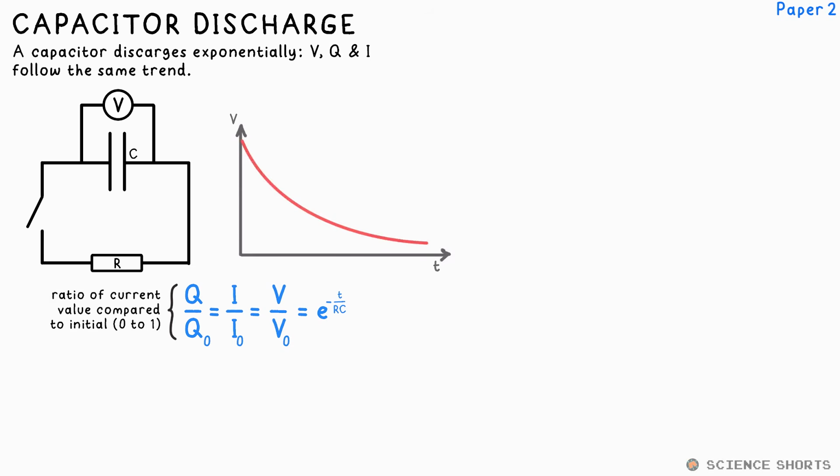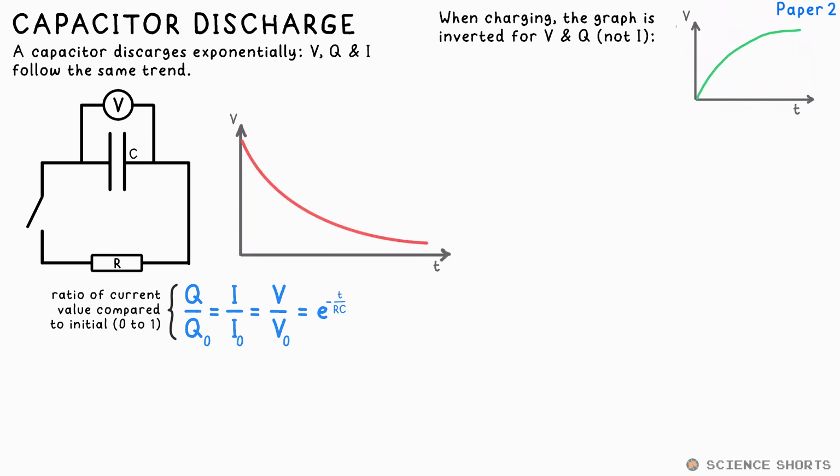Thinking about it being a ratio makes it easier to rejig this for charging instead. We just want the other proportion, so it's equal to 1 minus e to the minus t over RC, where V0 is the maximum final PD when fully charged in this case.